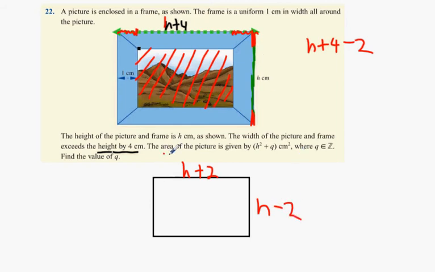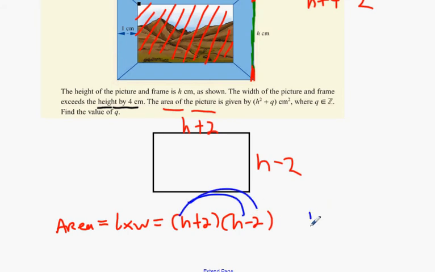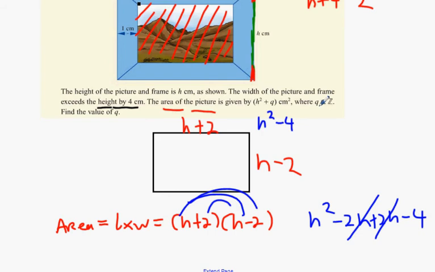Now it says keyword area of the picture. The picture is in the shape of a rectangle. Therefore, what's the area? Area equals length by width, which is h plus 2 times h minus 2. Okay, and what happens next? Minus 4. And what about the two h's? So it's the same thing as h squared minus 4. So h squared plus q is the same thing as h squared minus 4. What's the value of q then? q equals minus 4.